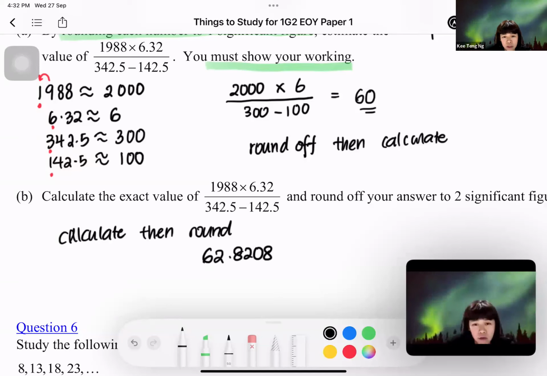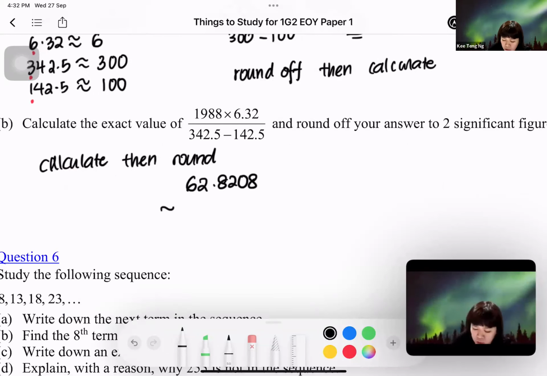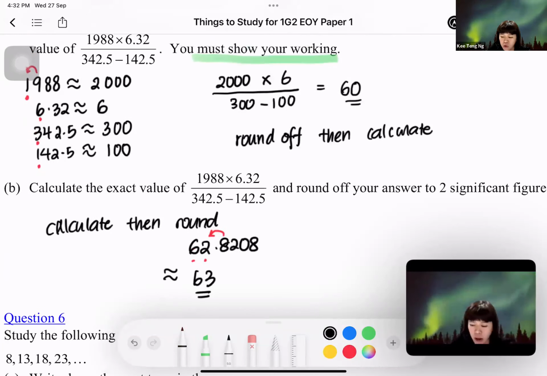Okay, focus. So this one is what we see in the calculator. Write the working down, write this, then round this off to 2 sig fig. After that, then I round off, right, to 2 sig fig. 1, 2, 2 sig fig. Need to round up. So this number will become 63. Right, yes, correct.